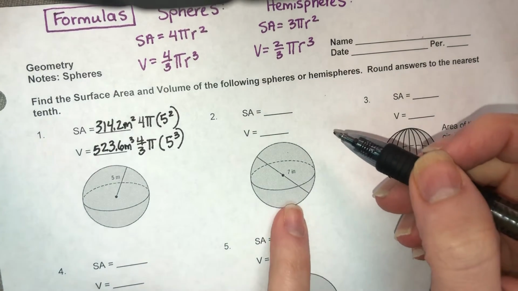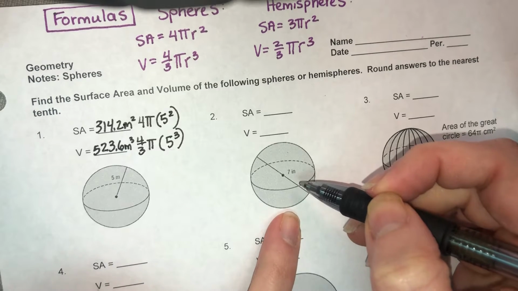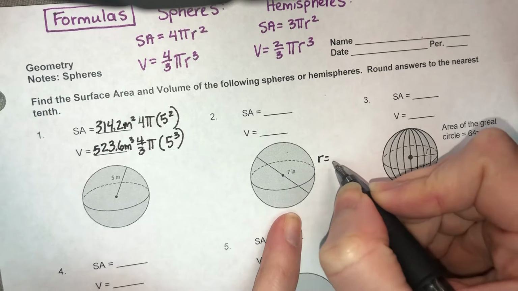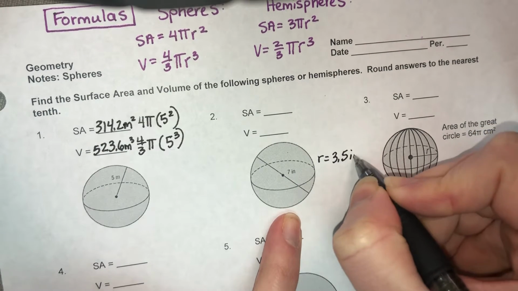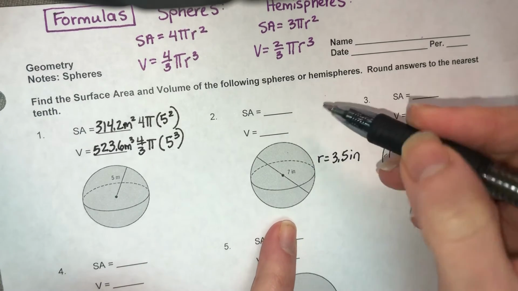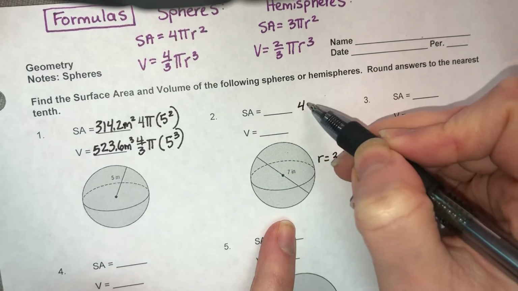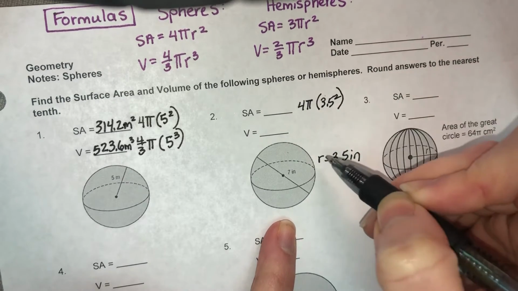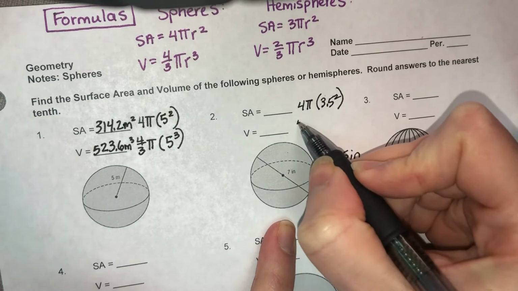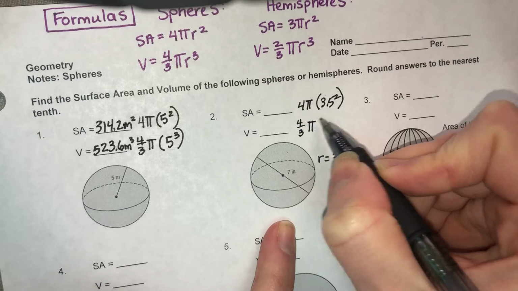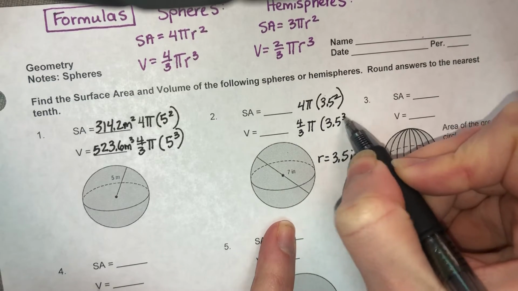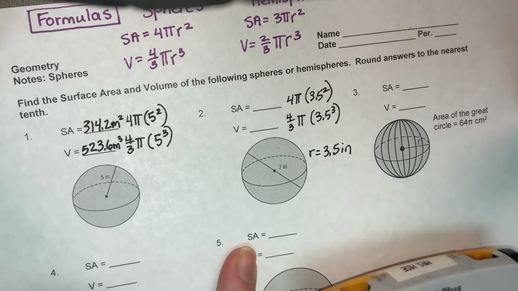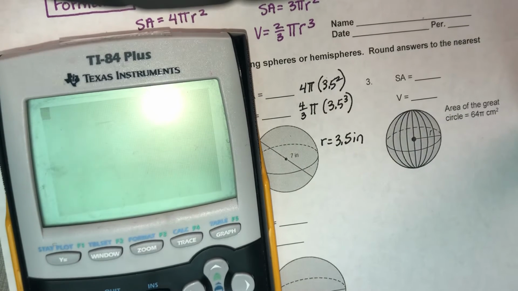Okay, so for number 2, this time they didn't give us the radius, they gave us the diameter all the way across the sphere. So the radius is half of that. So half of 7 is 3.5. So the radius is 3.5 inches. So our surface area is going to be 4 pi times 3.5 squared, and our volume is going to be 4/3 pi times 3.5 cubed. So we're just filling in the 3.5 where we had the 5 before on problem 1. So let's see what that gives us.